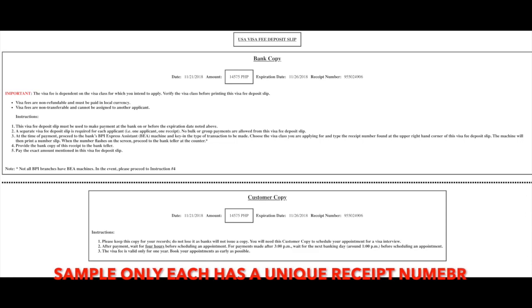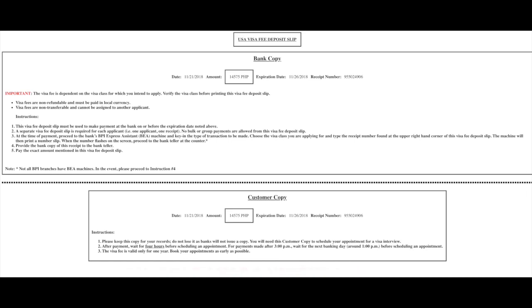After payment, wait for 4 hours before scheduling an appointment. For payments made after 3 p.m., wait for the next banking day around 1 p.m. before scheduling an appointment. The visa fee is valid only for 1 year. Book your appointments as early as possible."